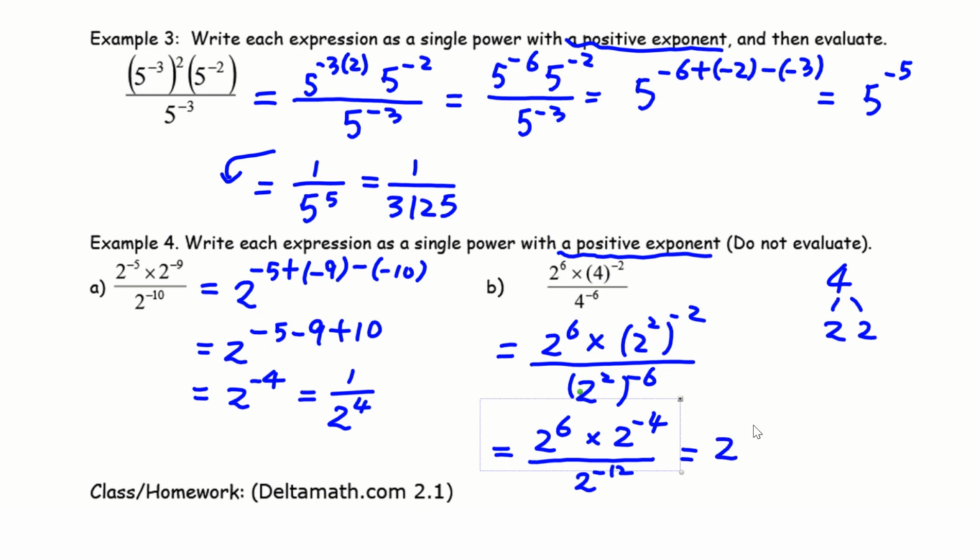Then multiplication we add, division we subtract. Then we are going to have 6 minus 4 plus 12. We have 2 to the exponent 14. Do not evaluate, then we stop here.